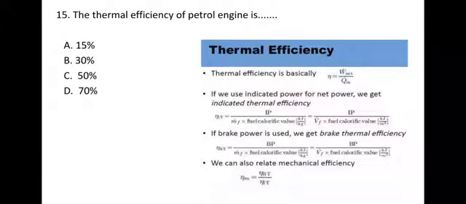Next, the thermal efficiency of the petrol engine: the answer is 30%. Thermal efficiency is equal to the work we are getting from the engine divided by the amount of energy supplied to the engine. So the thermal efficiency is equal to W net divided by Q in, and the thermal efficiency of a petrol engine is 30%.